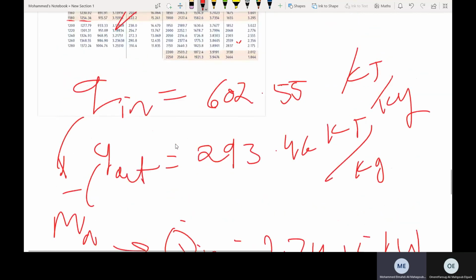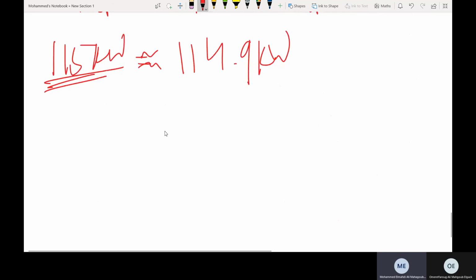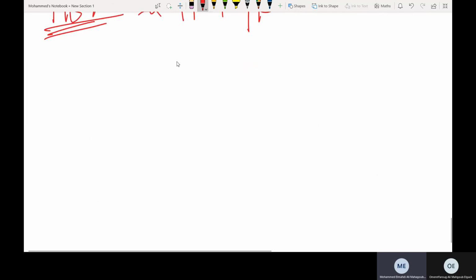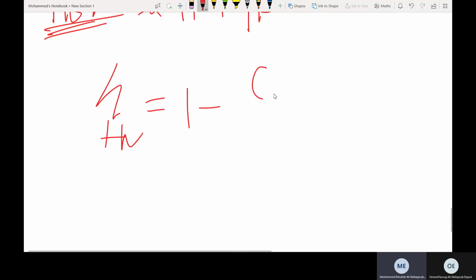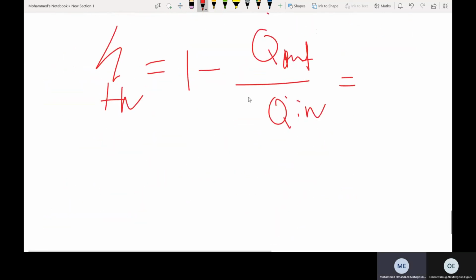Yeah, so that's it. Just to make you confident about this, if we want to calculate the thermal efficiency of this cycle, it will be 1 minus Q dot out over Q dot in. Yeah, you can do that. You have those two values, or you can use a direct equation for the cold air efficiency.